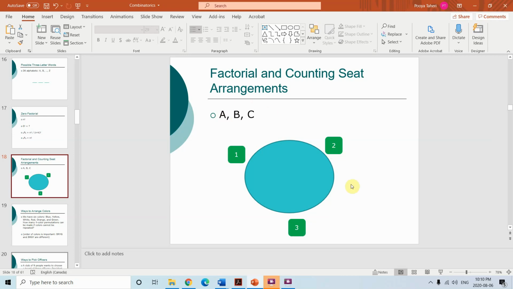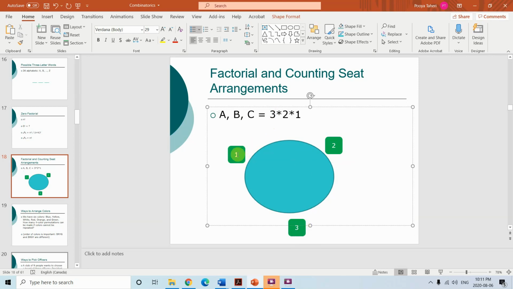In that case, we would again have 3 factorial different ways of organizing these 3 people on these chairs. We do it like this: 3 times 2 times 1. 3 options for the first chair, 2 options for the second, and the last person is going to sit on the third chair.